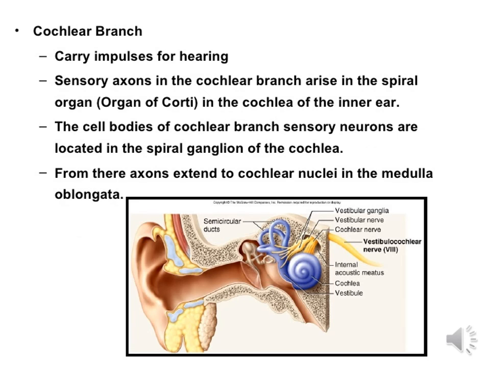The cochlear branch of the vestibulocochlear nerve carries impulses for hearing. The sensory axons in the cochlear branch arise in the spiral organ of Corti, in the cochlea of the inner ear. The cell bodies of cochlear branch sensory neurons are located in the spiral ganglion of the cochlea. From here the axons extend to the cochlear nuclei in the medulla oblongata. This is the cochlear branch of the vestibulocochlear nerve.